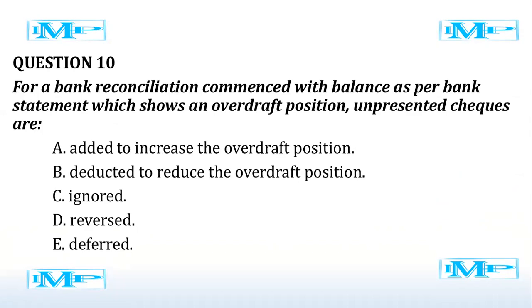Question number 10. For a bank reconciliation commenced with balance as per bank statement, which shows an overdraft position, unpresented checks are A. Added to increase the overdraft position. B. Deducted to reduce the overdraft position. C. Ignored. D. Reversed. E. Deferred. Some counts.